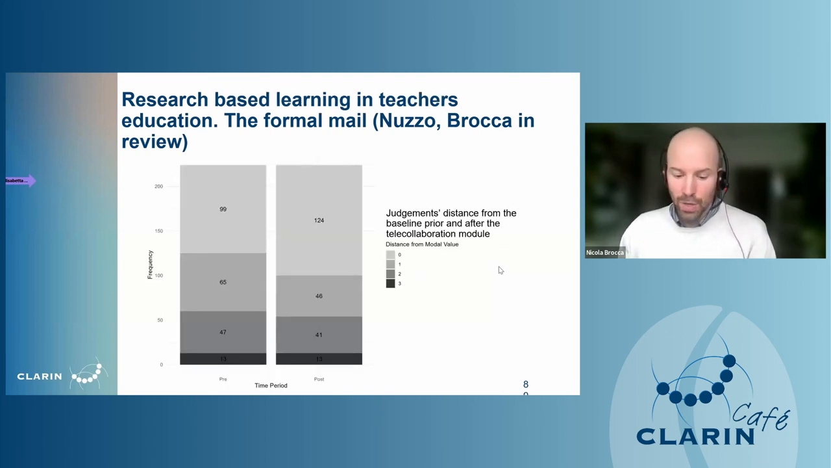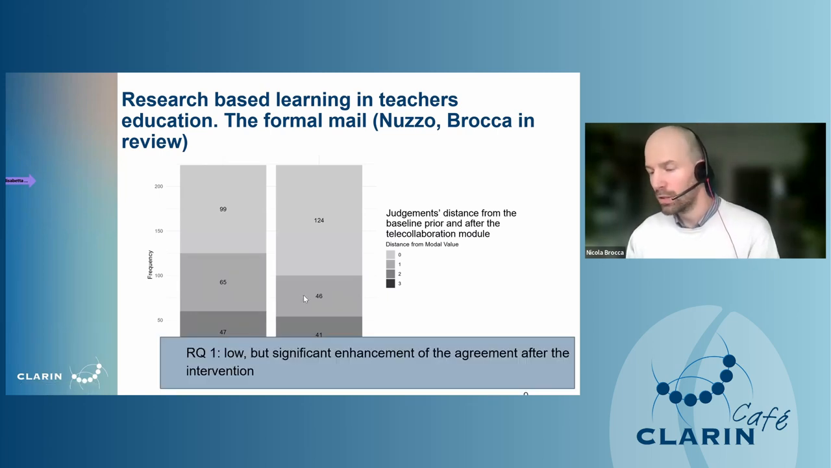The pre-service teachers were asked to assess the adequacy of 5 emails using a 5-point Likert scale before and after the intervention. The judgments were then compared with a model value, a baseline of L1 speakers. And here you can see the results before and after the intervention. The results indicate a low but significant enhancement of agreement after the intervention. It's noteworthy that the agreement was already high before the intervention.